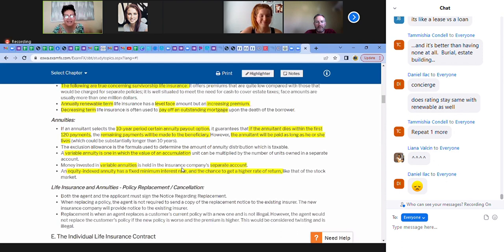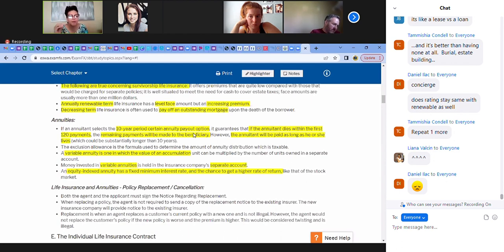On the test, this is what you're doing. You want to know real world and test world. Here's the test world, and this is what they're going to ask you. They're going to say, here's a 10-year period certain annuity payout. Let's make sure we understand this. The annuitant is going to get payment for life, period. Once you start to receive your monthly income, it's income for life for the annuitant. But the money that's left to the beneficiary is going to be based off of the period you pick.